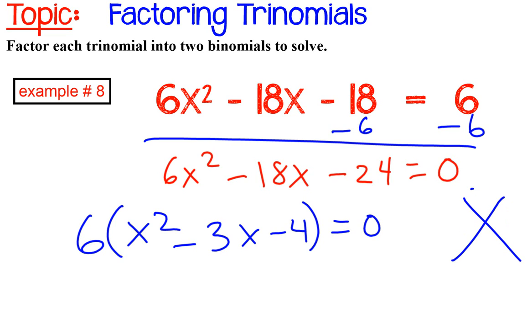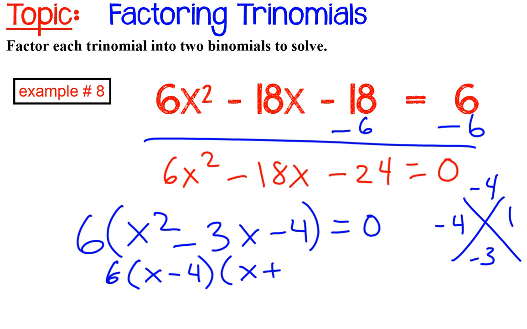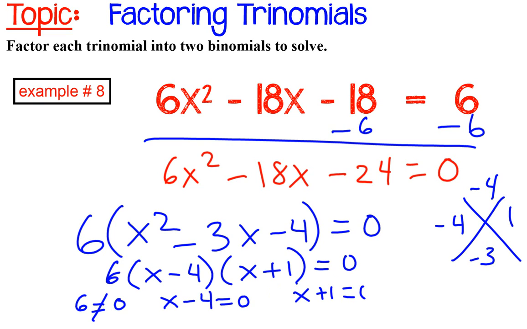Set up my diamond pattern. Find my factors. Choose my signs appropriately. Rewrite my trinomial as 2 separate factors. Set up my 3-way split. And write my 2 solutions.